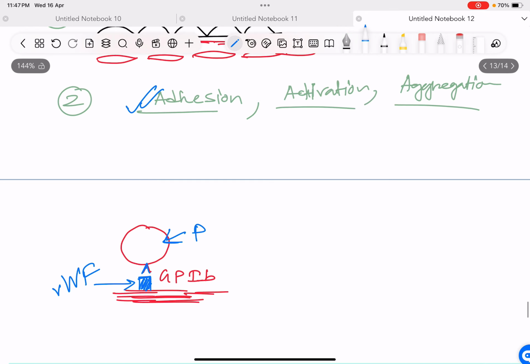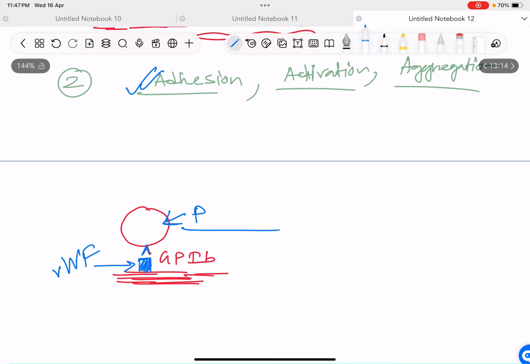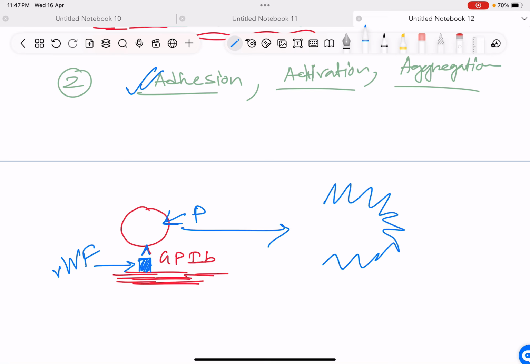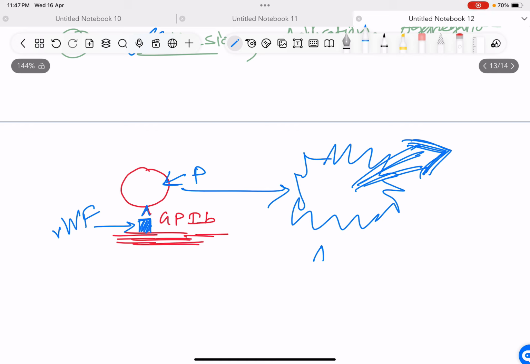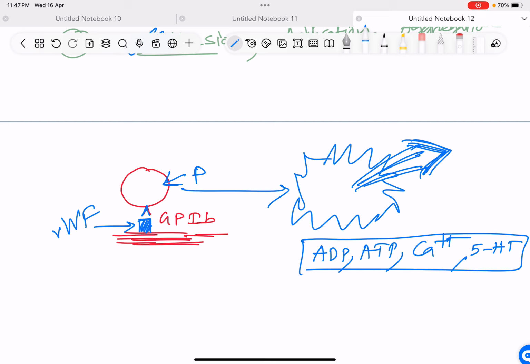Then after adhesion will be activation. Platelet activation, what happens? The platelets change shape and they become spiky. So this is the activated platelet. This activated platelet will pour out its granules outside, the dense granules containing ADP, ATP, calcium, and 5-HT, that is serotonin. These are the contents of dense granules. Dense, D for delta, so the dense granule is also known as the delta granule.